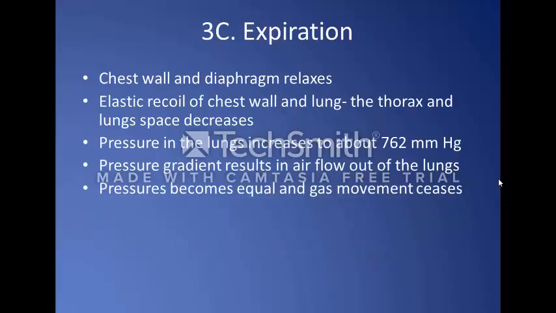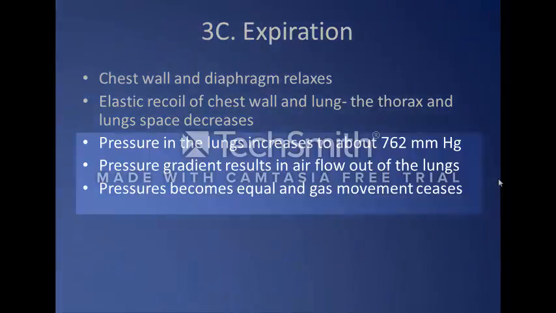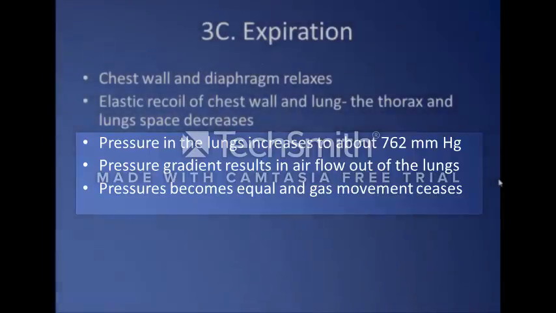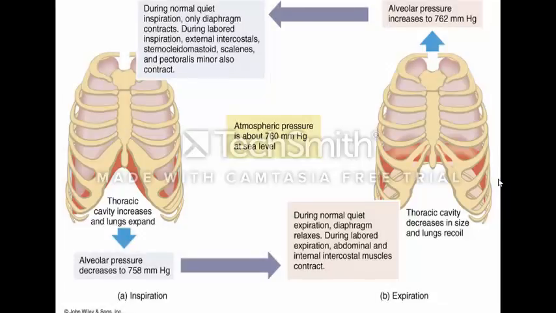So as we've said, the chest wall and the diaphragm relax. The elastic recoil of the chest wall and the lungs causes the space within to decrease. Due to the decreased space, the pressure in the lungs is increased to about 762 millimeters of mercury. Pressure gradient results in airflow out of the lungs. And as the pressures become equal, the gas movement ceases. This diagram from your textbooks explains this process.